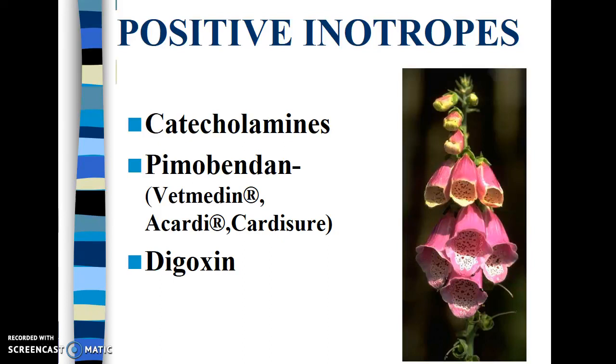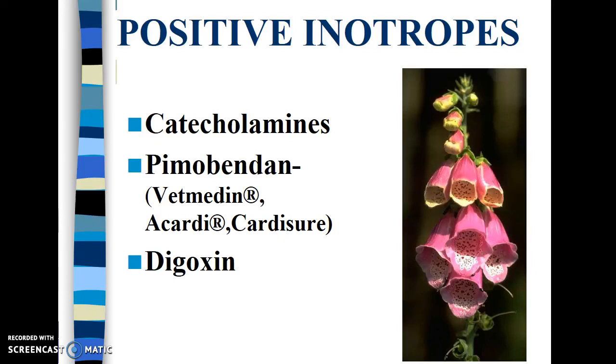So three main categories. We're going to talk about the natural positive inotropes that we have in our bodies and animals have in their bodies. Catecholamines. Catecholamines are epinephrine and norepinephrine, and they are released by stimulation of the sympathetic nervous system. So again, the fight or flight system where all of a sudden we need to get up and go, run away, or stand and fight.